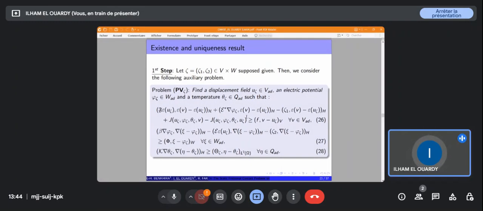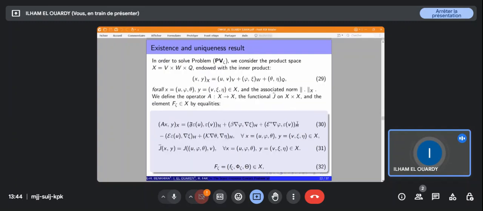So, as a first step, let zeta equals zeta 1, zeta 2 in V times W be given. Then the variational problem can be reduced to the following intermediate problem, PV sub zeta, defined as follows. To solve this new problem, we will start by introducing the following notation. We consider the product space X given as follows, together with the inner product and the associated norm. We also define the operator A and the functional G and the element F sub zeta by the following equalities.